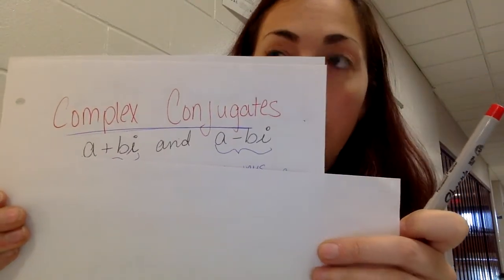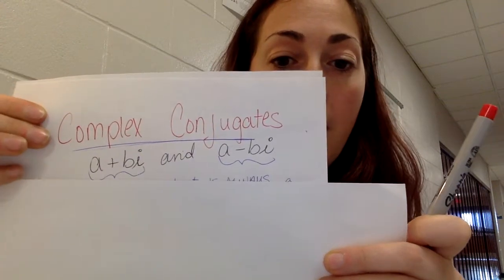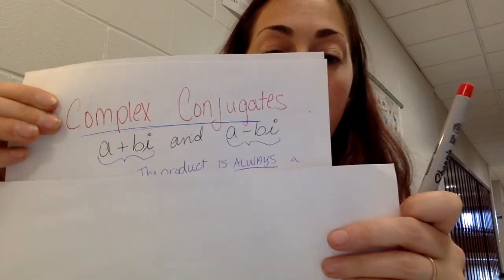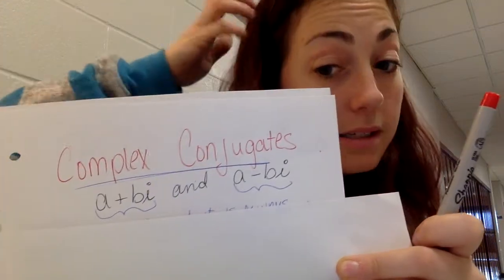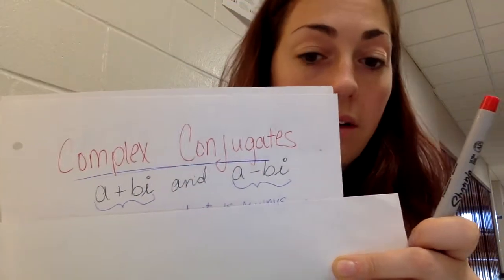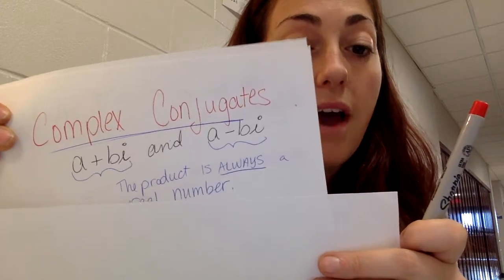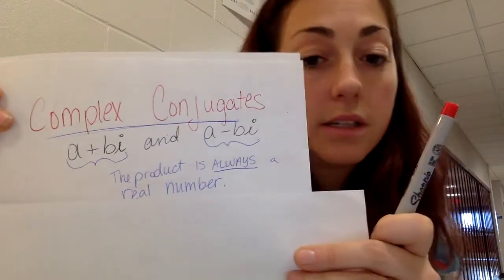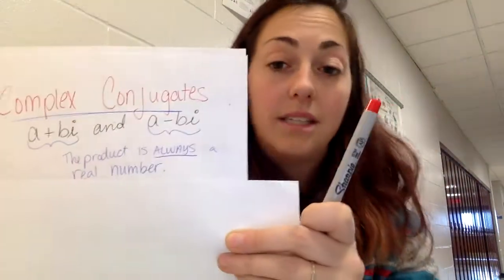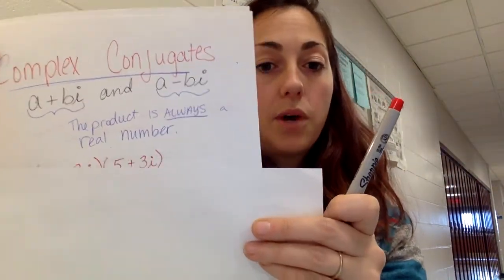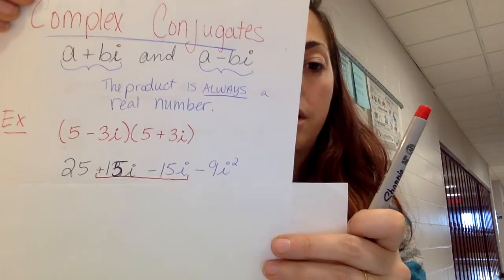So the next thing to teach you about is complex conjugates. Make sure to pause the video and get this down. If you look, a plus bi and a minus bi, those are considered complex conjugates because they are the exact opposites. And the fact is that the product is always a real number. So it's super helpful, and this is what we need in order to divide and deal with i's in the denominator. So let's start with understanding what a complex conjugate is.